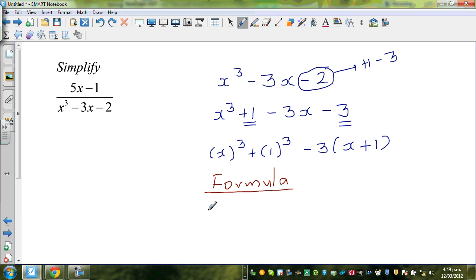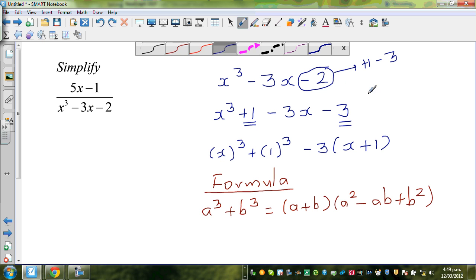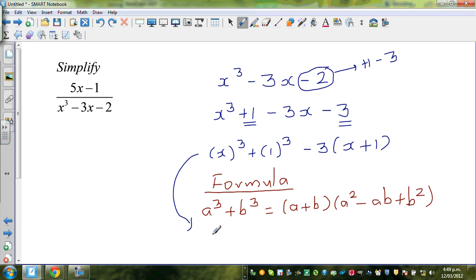So the formula is like this: a cubed plus b cubed is equal to (a plus b) times (a squared minus ab plus b squared). So this is the formula. Now if you don't believe me, expand this out, you will get this. Okay, so using the formula, I'm going to compare my a with x, my b with 1. So I can write this like this.